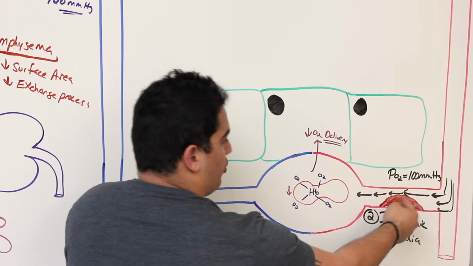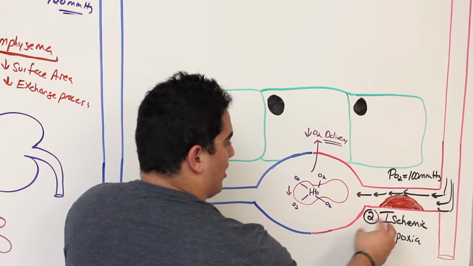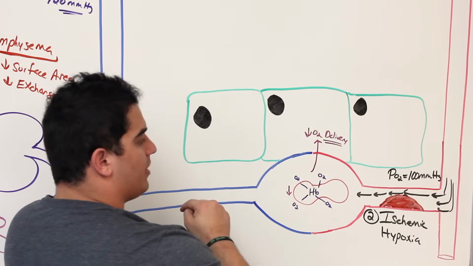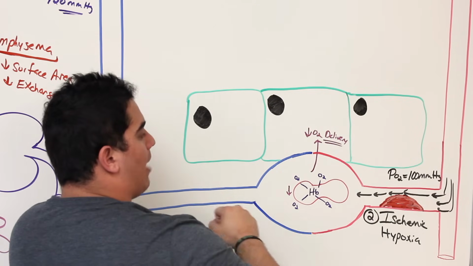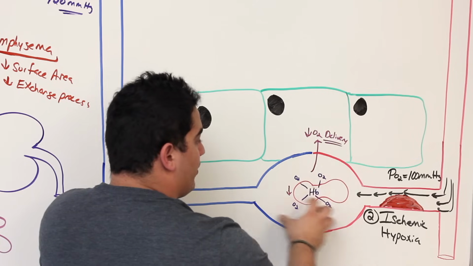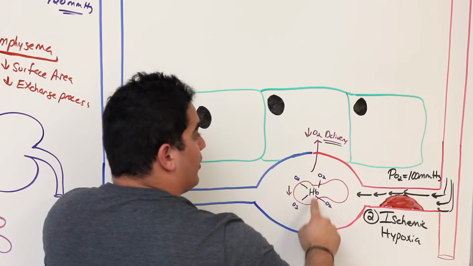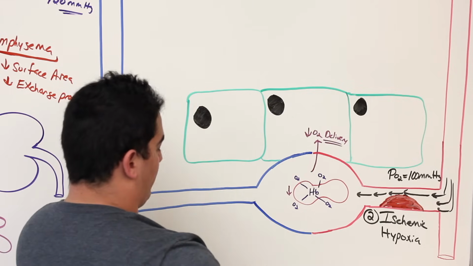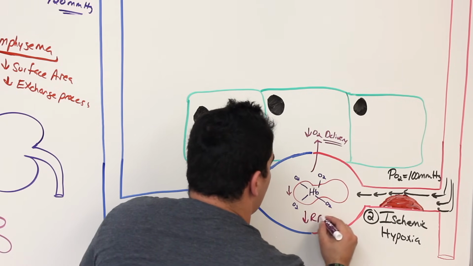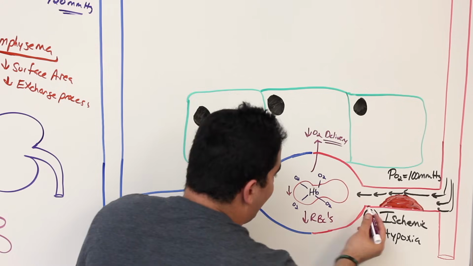Okay, so again, in this situation, there's a thrombus or an embolus or something like that that is occluding a blood vessel and decreasing the amount of blood going to the capillaries. If you decrease the amount of blood going to the capillaries, you decrease the amount of red blood cells going to this area. If you decrease the amount of red blood cells, that decreases the oxygen delivery, okay? So again, in this situation, there are very few red blood cells in this area.